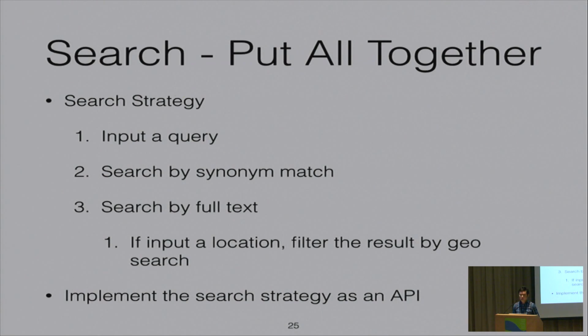So let's put all of them together. When a user gives a query, first we may search by the synonym match. If we can get an entity for the user, then it's good. If not, we would do the full text search. And in the meanwhile, if the user specifies a location, we would also like to filter the result by the geo search. And we can implement this search strategy using Python as an API.